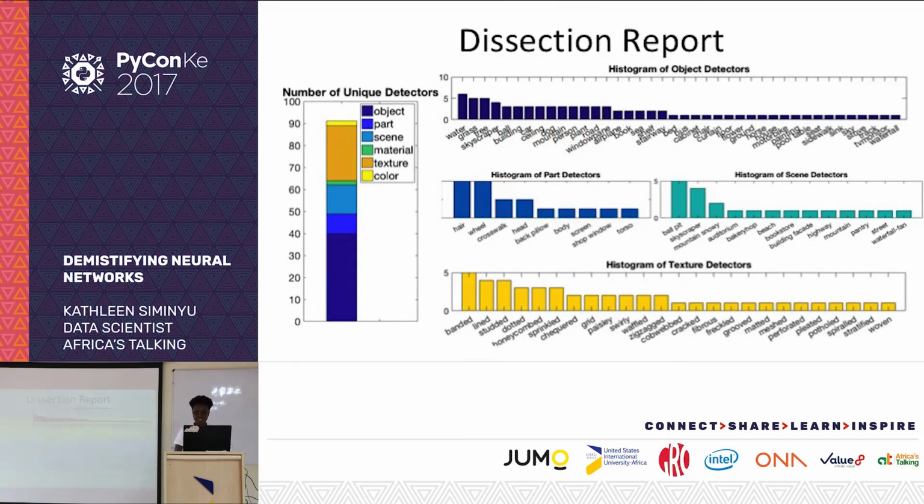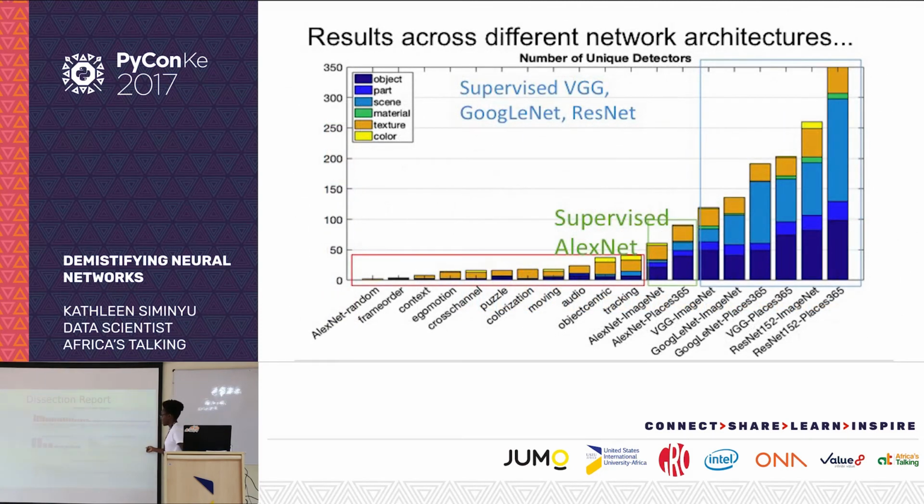And now this is what a dissection report would look like, yeah? This is the histogram of object detectors which we've gotten from that AlexNet baseline model. And then there's a couple of other things which you can look at. There's scene detectors, like skyscrapers, mountains, snowy, auditorium. These are all things which the net has detected and annotated. Then there could be parts detectors, so hair, wheel, crosswalk, head, back pillow. And then texture detectors, so banded, lined, studded, dotted, etc. Oh, I realize now that it would be easier to just read from here. But yeah.